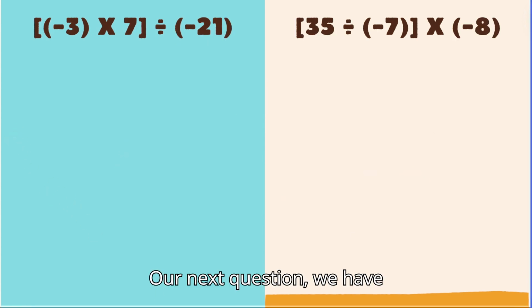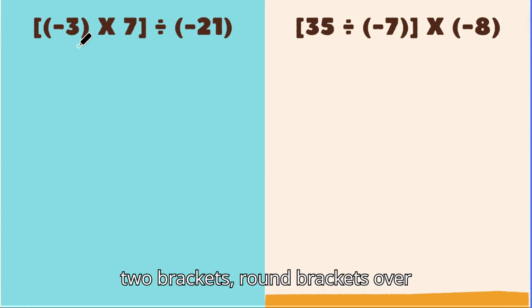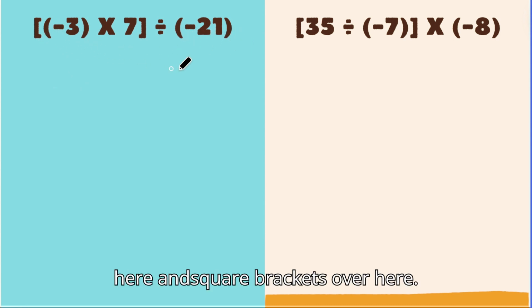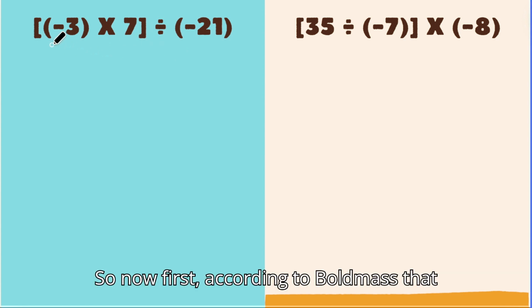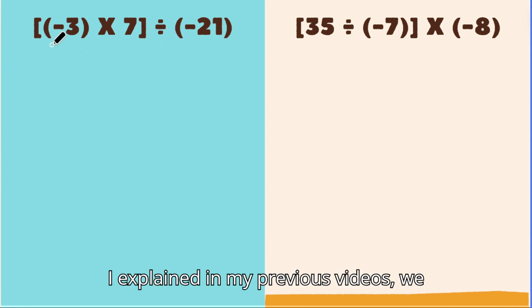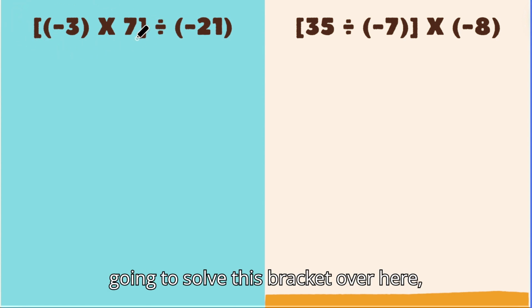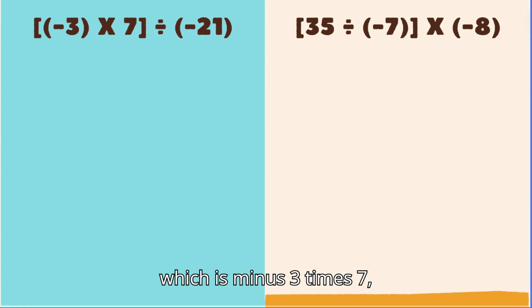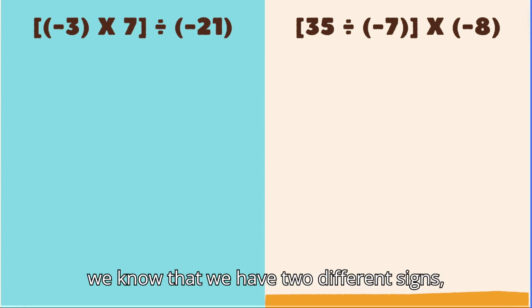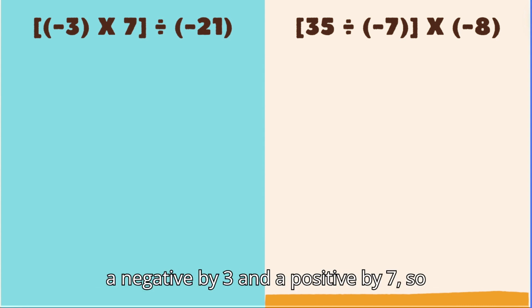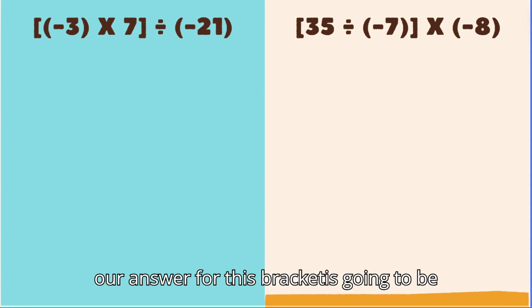Our next question, we have two brackets, round brackets over here and square brackets over here. Now first, according to BODMAS that I explained in my previous videos, we first have to solve our brackets. So I'm going to solve this bracket over here, which is minus 3 times 7. Now we know that we have two different signs, a negative by 3 and a positive by 7. So our answer for this bracket is going to be a negative.